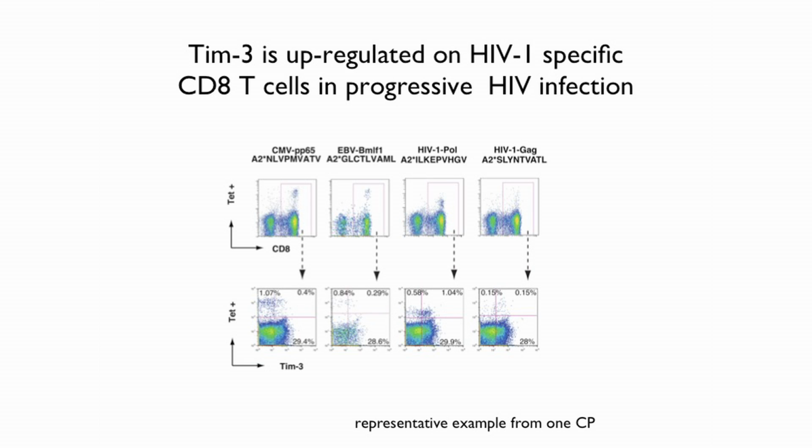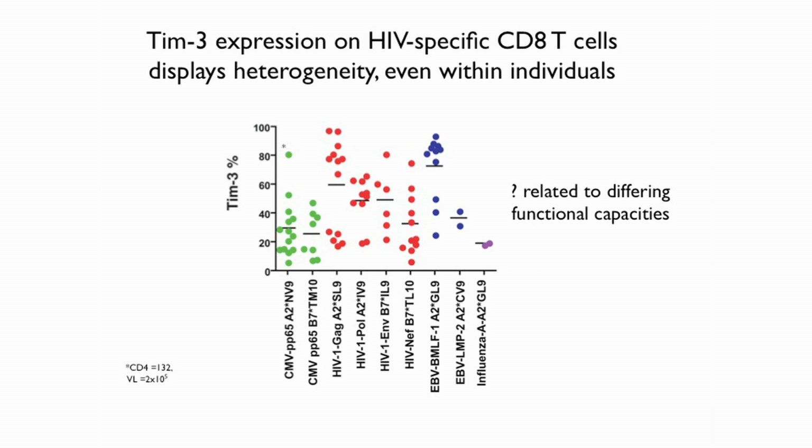So we have one patient that has a T-cell response to CMV, EBV, and HIV. And if you gate on the tetramer-positive cells, you see more TIM3 expression on the HIV-specific cells compared to CMV and EBV. This is summary data looking at a number of patients comparing TIM3 expression on T cells against different viruses. We find, for example, with influenza-specific T cells, we don't see much TIM3 expression, whereas with HIV, we see higher levels of TIM3 expression. Surprisingly, we see in some patients low levels of TIM3 expression, and this probably relates to their functional capacities.